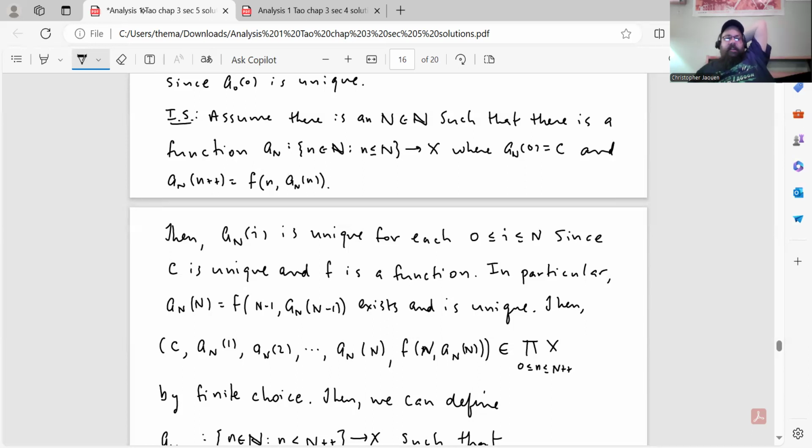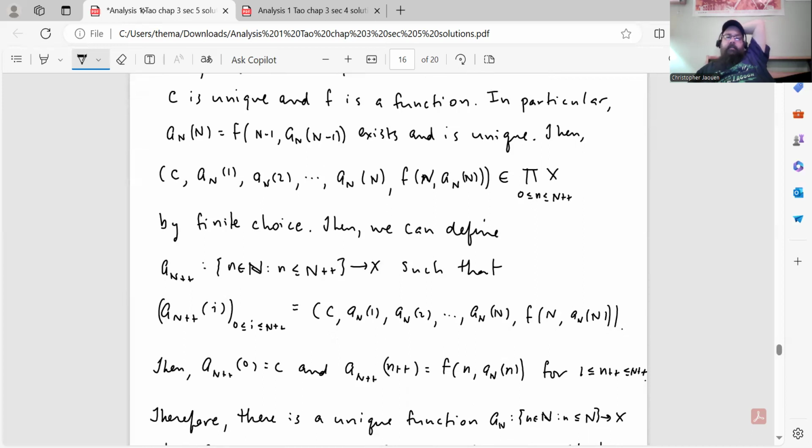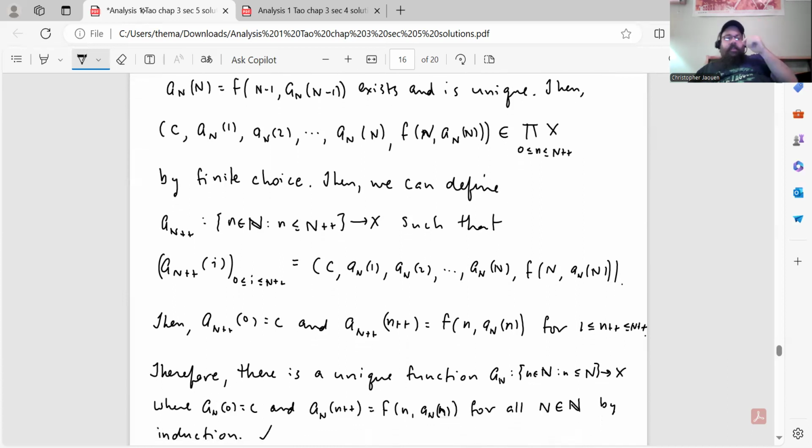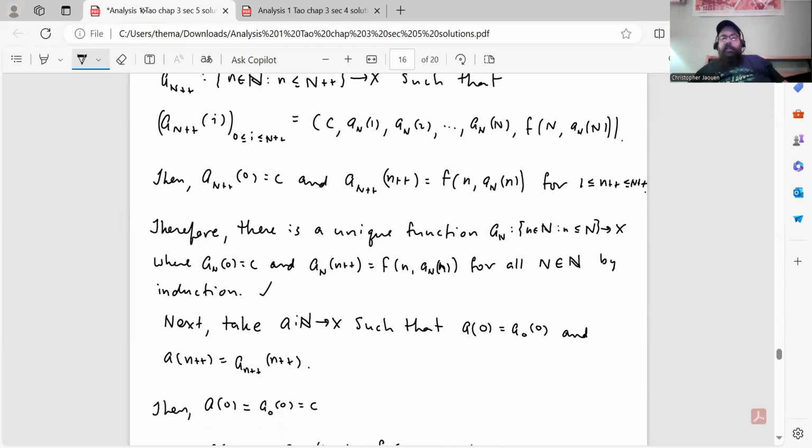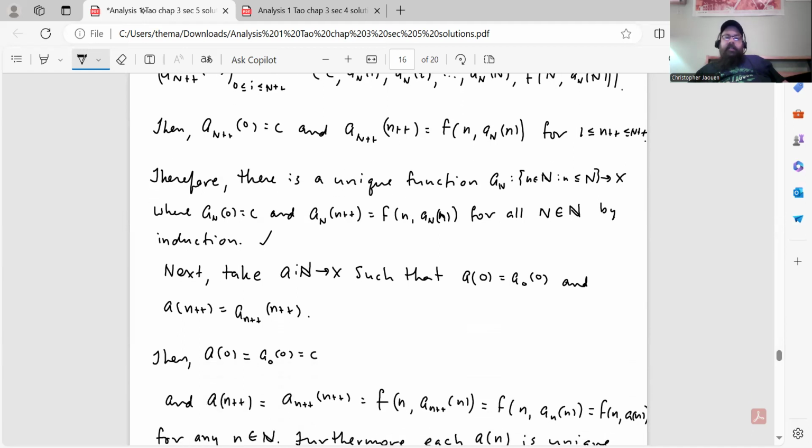By finite choice, then we can define the function a_{N++} to be, this means successor, by the way, but it's easier to say N plus plus, from the set {n in N : n ≤ N++} to X, such that the sequence of those things is that sequence that I talked about above. Then a_{N++}(0) is equal to c, and a_{N++}(n++) is equal to f(n, a_N(n)), for n++ between 1 and N++. Therefore, there is a unique function a_N from {n in N : n ≤ N} to X, where a_N(0) is c, and a_N(n++) equals f(n, a_N(n)) for all N and n, by induction.